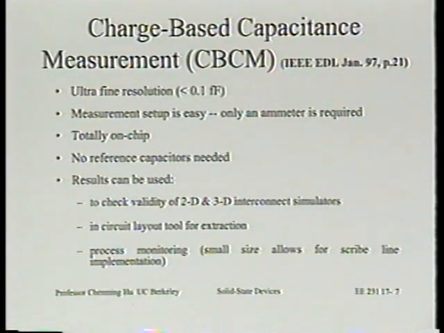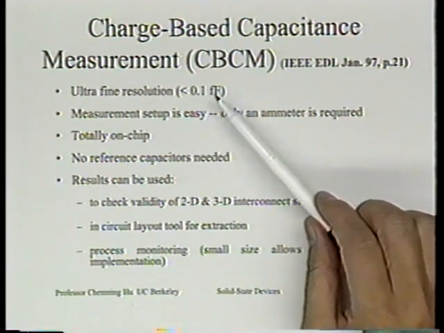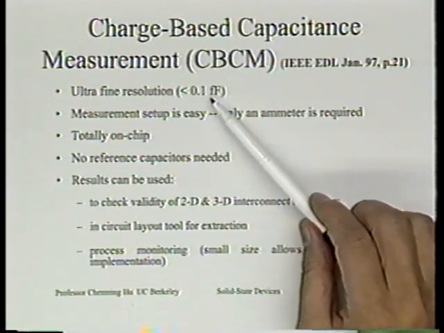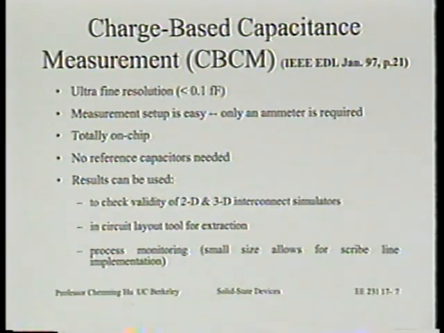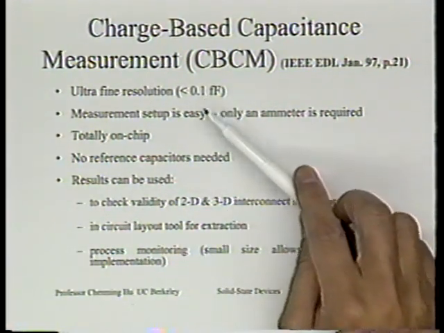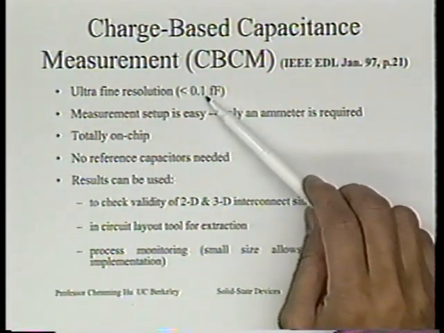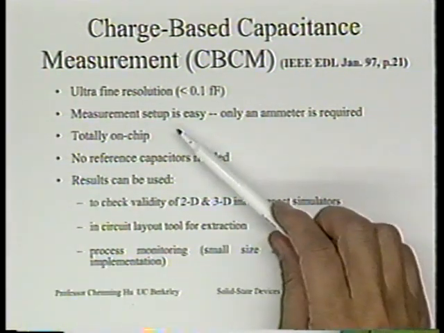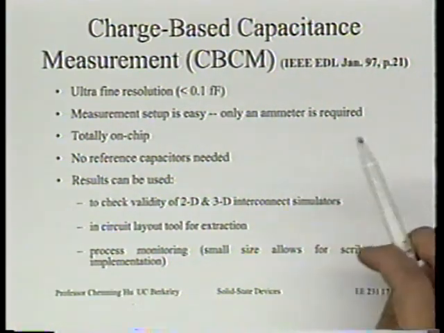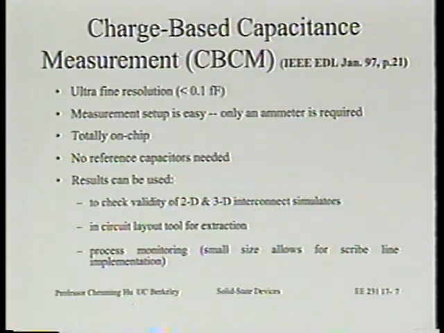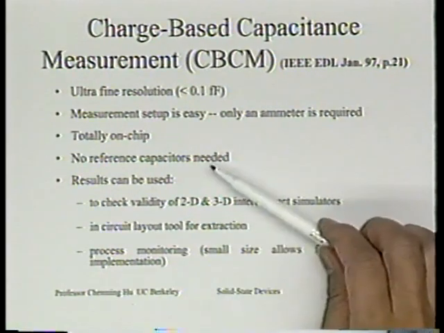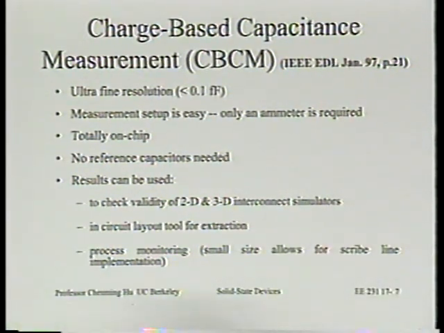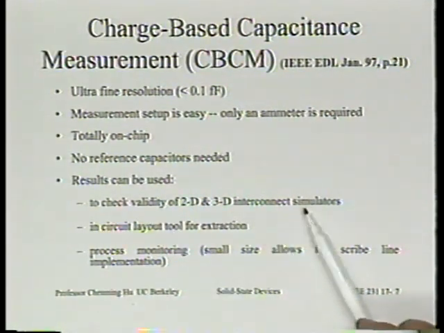Well, it turns out there's a very clever thing. You can measure very, very small capacitance, even smaller than the crossing capacitance between a minimum size metal 1 line and a minimum size metal 2 line. So we can measure it with just one intersection directly, and this can be set up very easily. Only a DC ammeter is required, and it's totally done on chip. No reference capacitance is needed, and the result can then be used to validate and calibrate interconnect simulators.